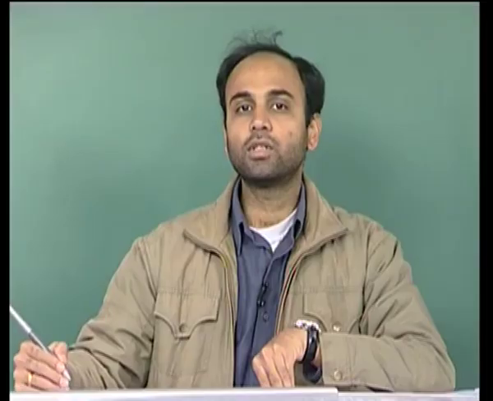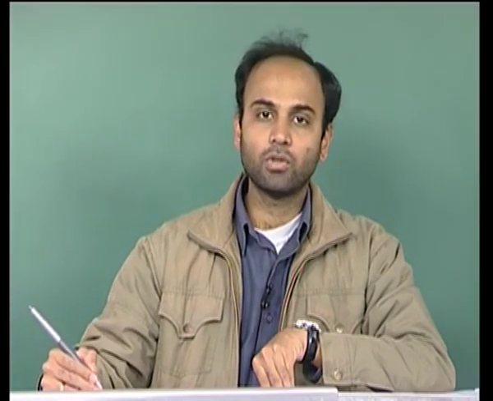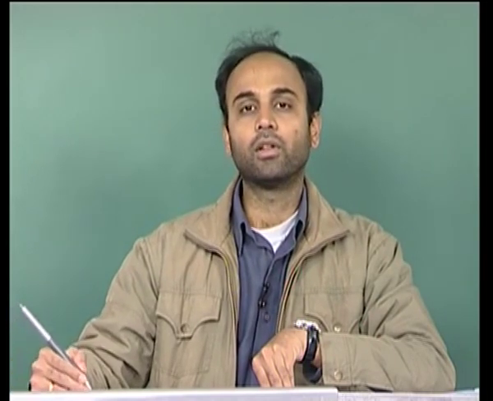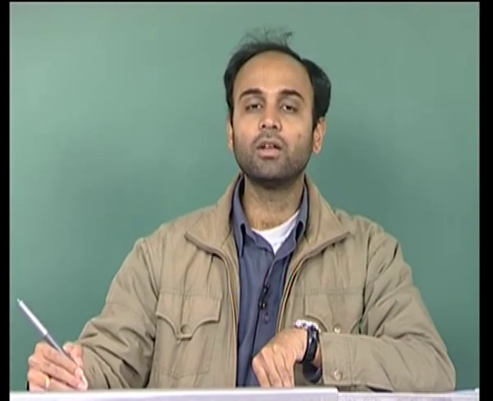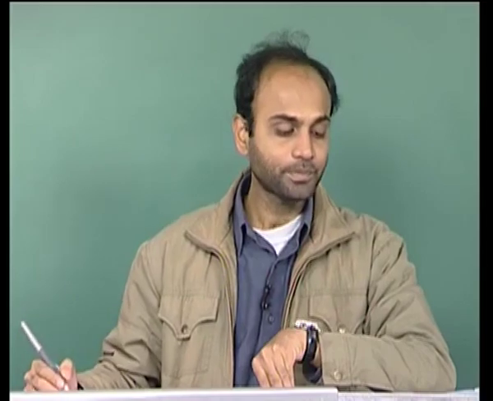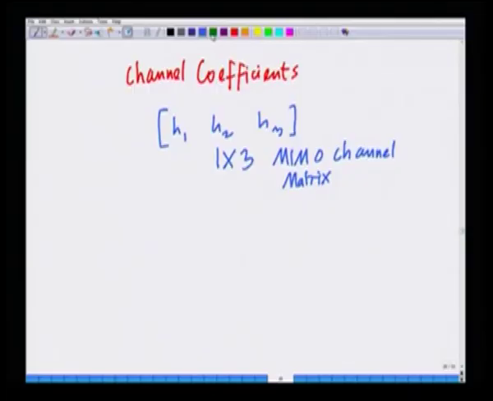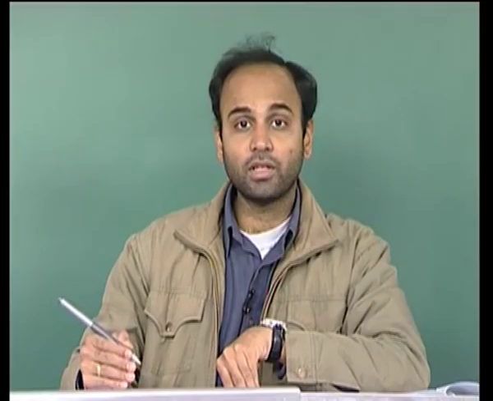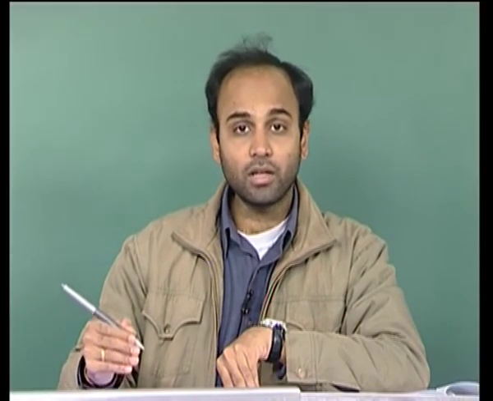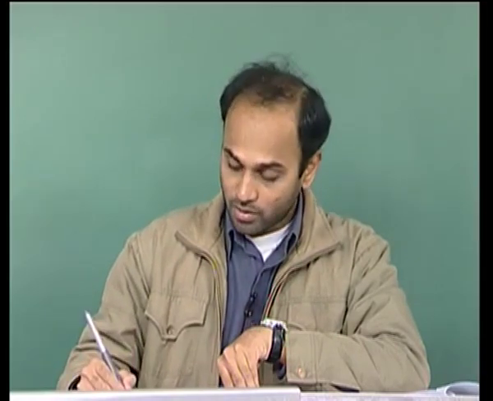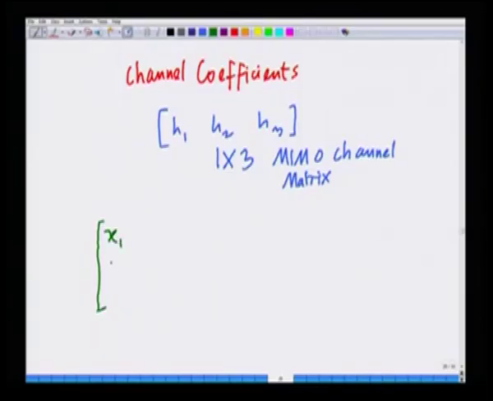Strictly speaking, this is a MISO channel, that is multiple input single output channel, but in general we can call this a 1 cross 3 MIMO system. Now, the space time block code structure, I will write down over here. At each time instant it obviously transmits 3 symbols, because there are 3 transmit antennas. In the first time instant it transmits x1, x2, x3.